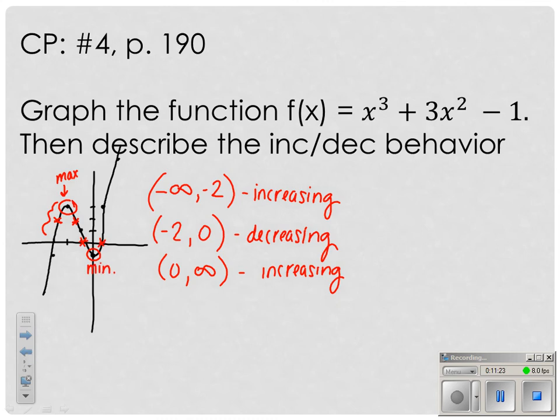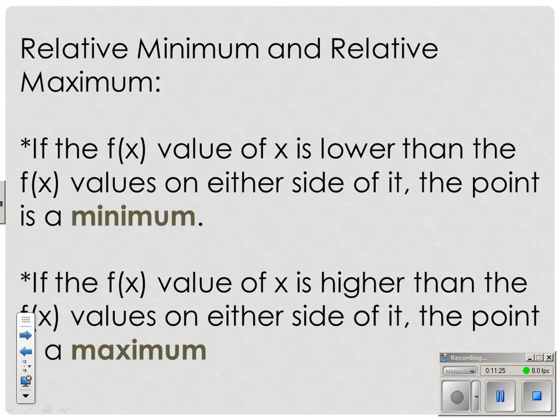Okay? So maybe now this will make a little bit more sense to read through. If the f of x value, remember that's interchangeable with y, of x is lower than the f of x values on either side of it, the point is a minimum. If the y or f of x value of x is higher than the f of x's to either side of it, the point is a maximum.